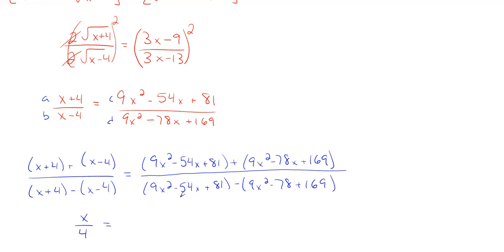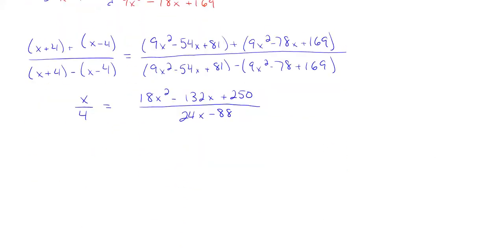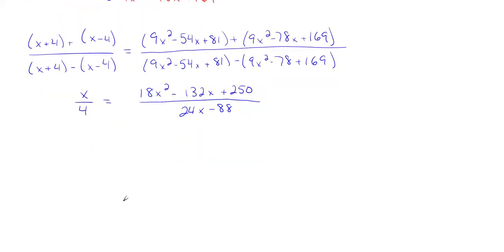And then the right side, once you simplify everything down, add like terms, we end up with 18x squared minus 132x plus 250 divided by 24x minus 88. So there was some division out of x inside there. So what we have then was that we can multiply the entire right side by 4 and get x isolated here. So we would end up with 9x squared minus 66x plus 125, all divided by 3x minus 11.